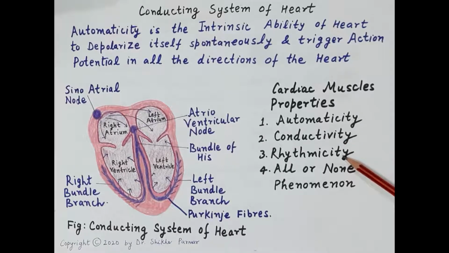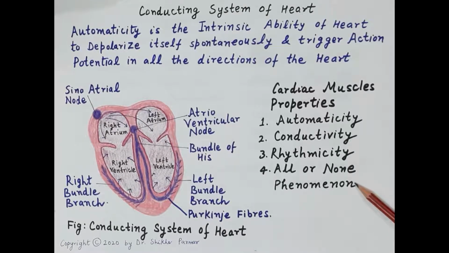Now, the third property is rhythmicity. The properties of automaticity and conductivity lead to the property of rhythmicity. That is, the heart contracts in a rhythm. When one impulse is generated by the SA node, the entire heart contracts once. On an average, the SA node generates 72 impulses per minute, and the heart contracts or beats 72 times per minute. So this property of the heart, that the heart always contracts in a rhythm, is termed rhythmicity. Now the fourth very important property is the all or none phenomenon.